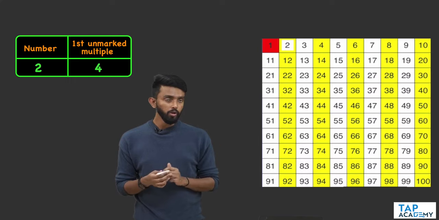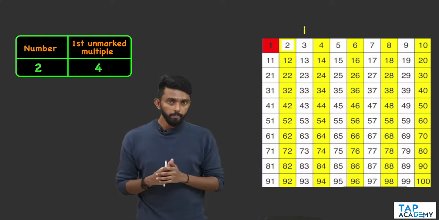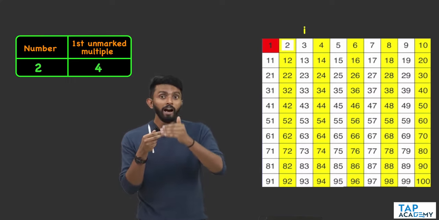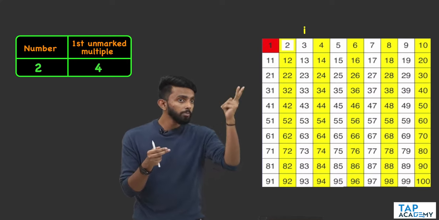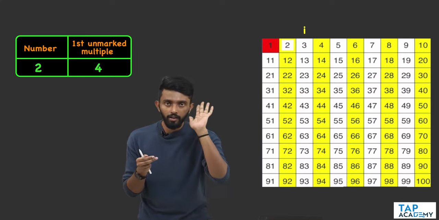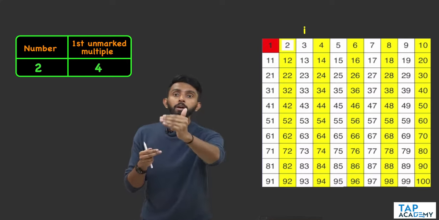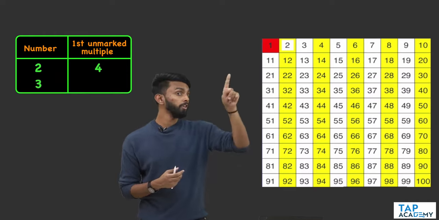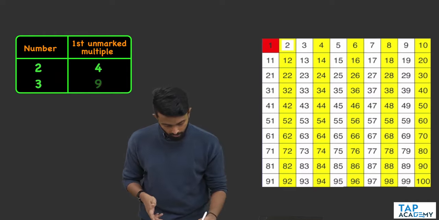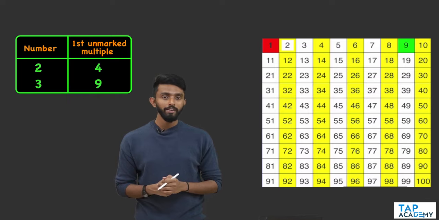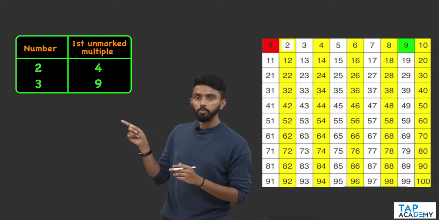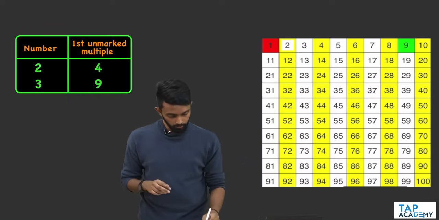I want you to focus. I is now 3. The first unmarked multiple of 3, don't look, the first multiple of 3 is 6. I agree. First unmarked multiple of 3 here is 9. Would you agree with me? Which means the first unmarked multiple of 3 is 9. Great. I'm just keeping it for my reference.